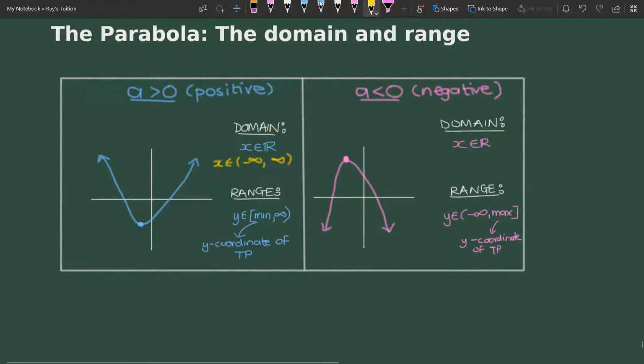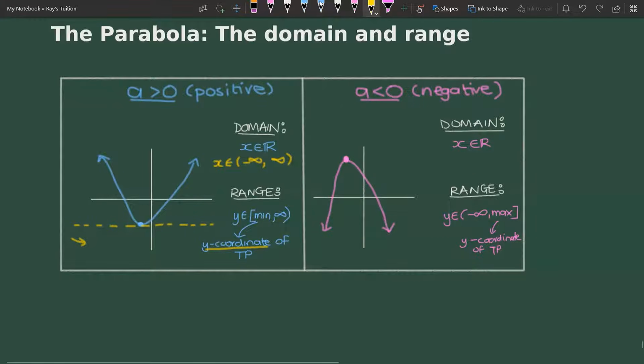The range is different though. So the range is Y is an element. The smallest value it will take in the positive graph is the minimum. Remember, the turning point is either a minimum or maximum, and in this case we have a minimum, and do you see there is nothing below the minimum? So the graph's range starts at the minimum and it's included, so it's a square bracket, and then the arrows going up tell us that it goes to infinity. What is that minimum value? It's the Y coordinate of the turning point.